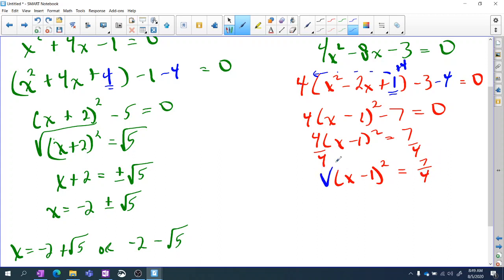I'm just going to take the square root of the left side and the square root of the right side. Now the square root of anything squared is just that binomial, x minus 1.